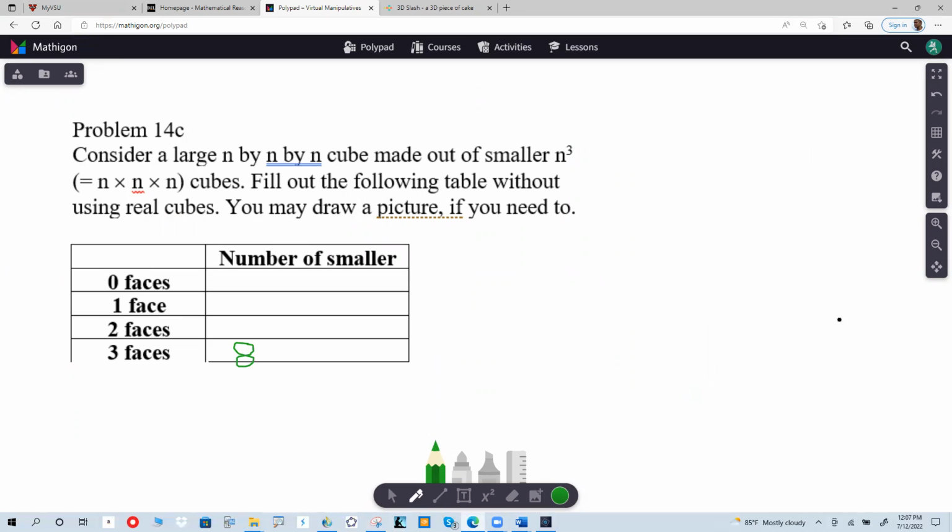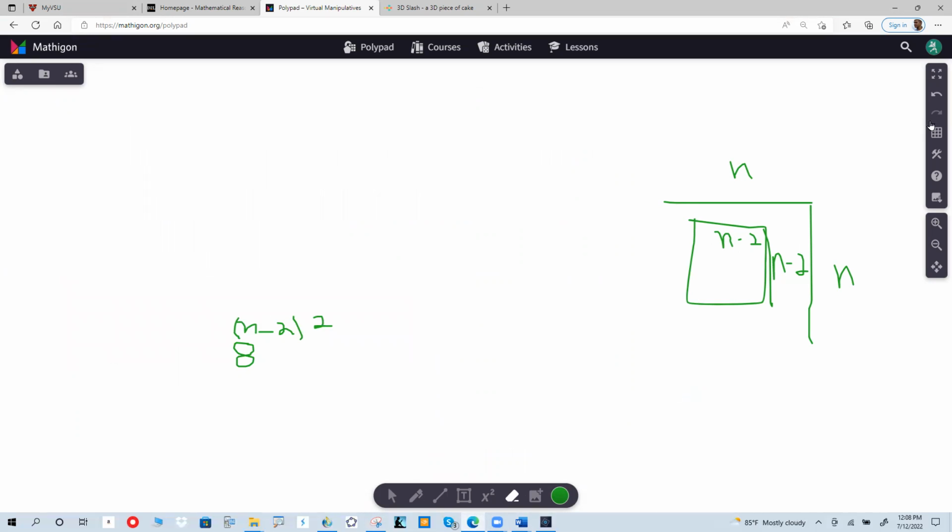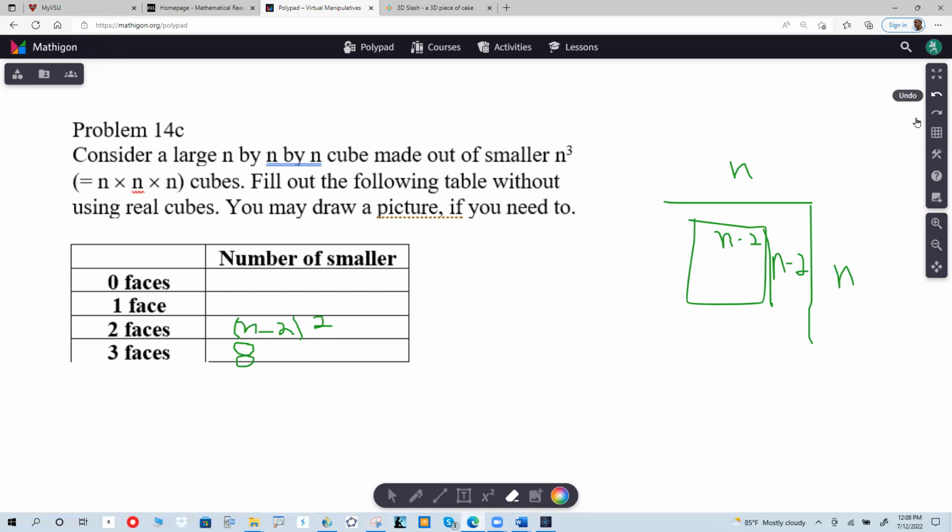Okay. Two face showing cubes are going to be in the middle. If this is n, this is going to be n minus 2, and if this is n, this is also going to be n minus 2. So there will be n minus 2 by n minus 2. So how many cubes will show 1 face in the middle of each face? They're going to be n minus 2 squared. But you have to multiply it by 6. There are 6 faces.